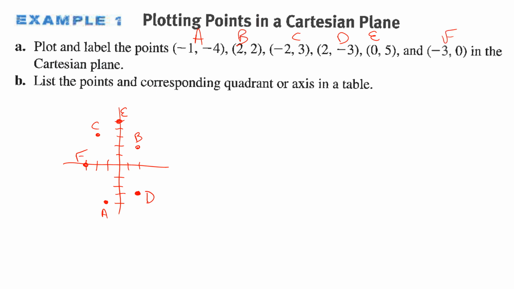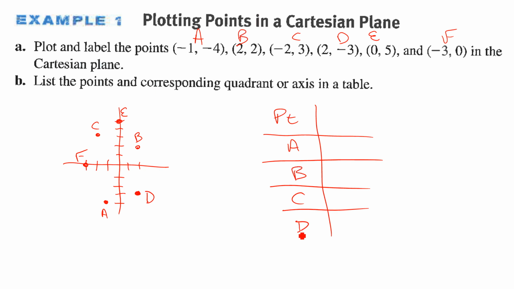Okay. So we could make a quick table. We'll say point, and we can just label them by their names: A, B, C, D, E, and F.